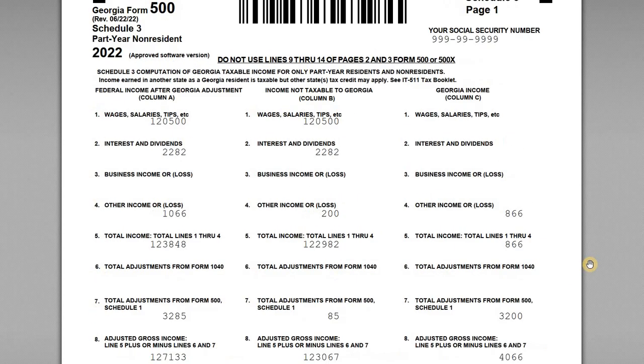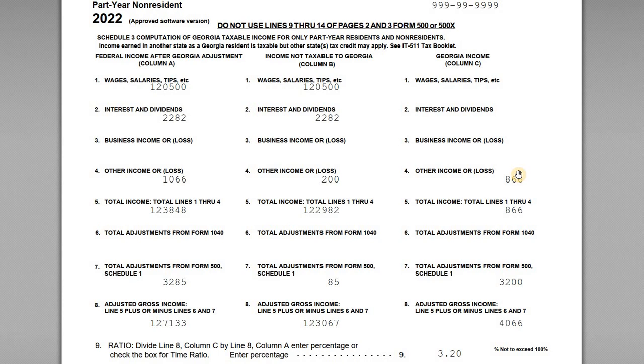Now, once column A is done, then we can start to populate columns B and C. So column C is going to be income that is just from the rental property, right? All those items attributed to the rental property, because none of the other income is going to be taxable in Georgia. So for example, if we look at line 1, all the wages are not taxable to Georgia, and so the Georgia income column C is blank, right?